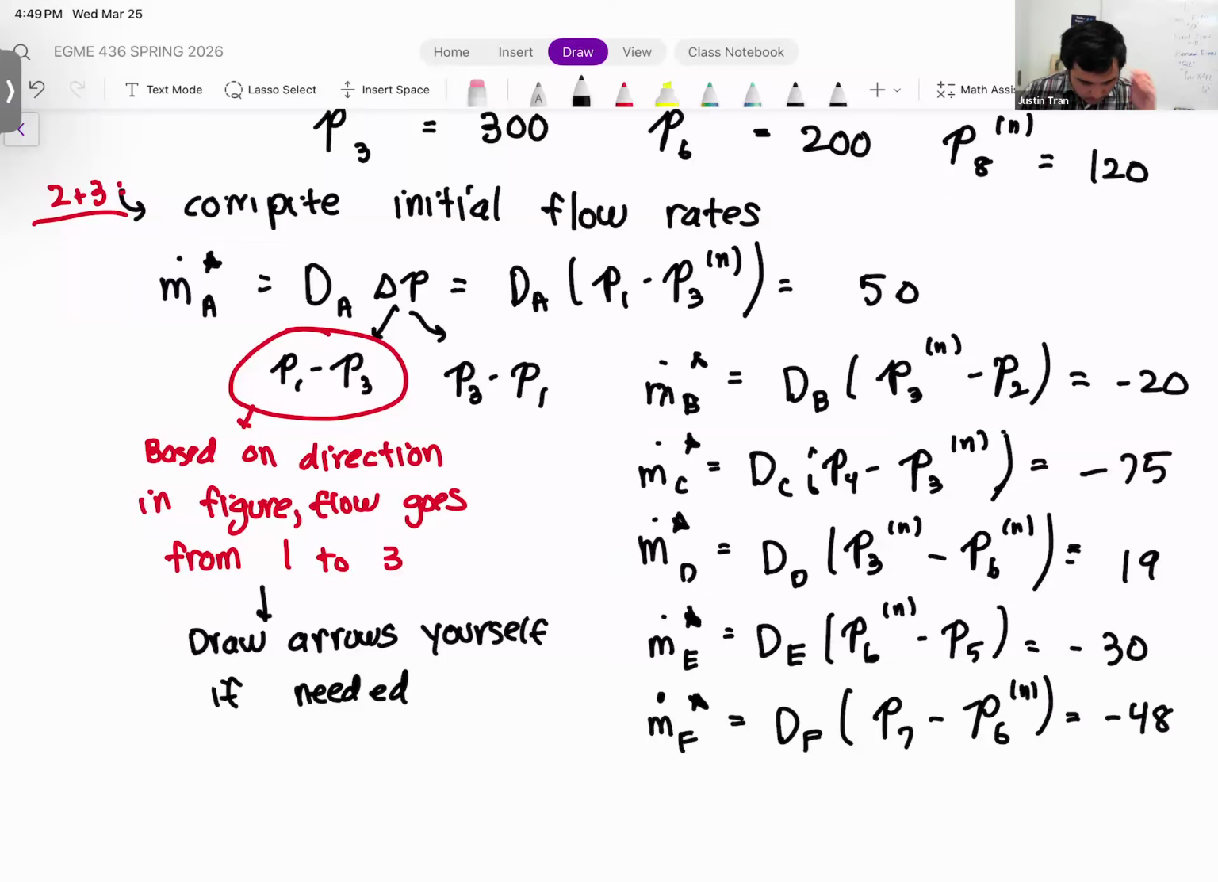Next, we have m dot G. So m dot G is dG times P6N minus P8N. That's going to give us 15. And then m dot H is equal to dH times P9 minus P8N. It's equal to 28.